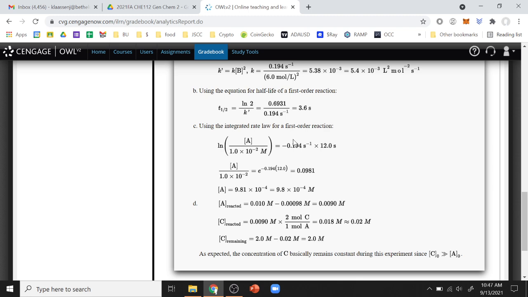Okay? Okay, so when you try to get rid of a natural log, you have to take e to the power of both sides. So e to the power of natural log will cancel, just leaving you with A over 0.01 on the left. On the right side, you'll have e to that negative number that you got just a little while ago. So when you take e to that negative number you got a little while ago, what do you get?